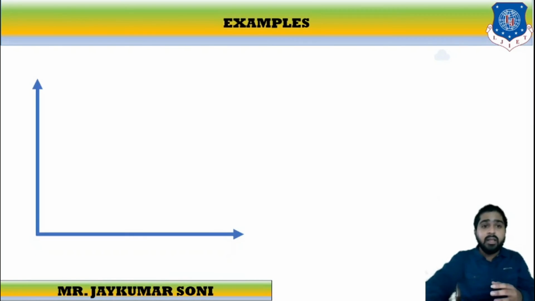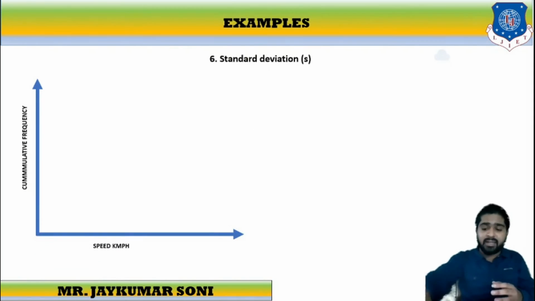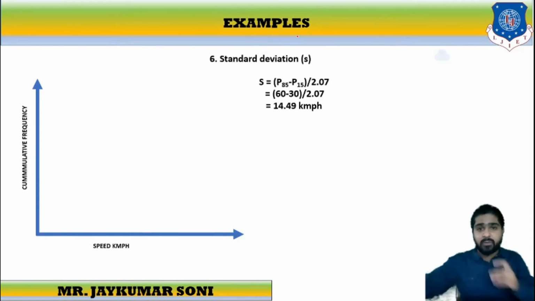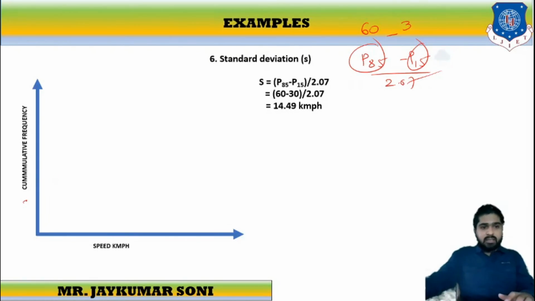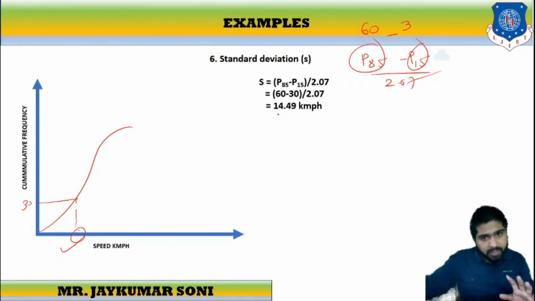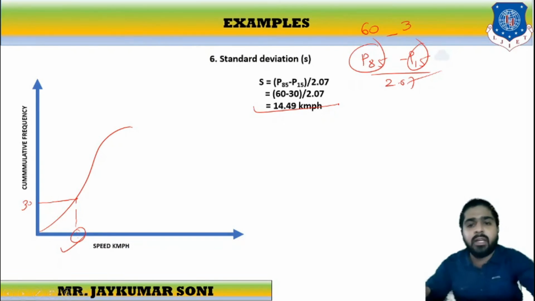Then another thing that we need to calculate is the standard deviation. How can I calculate the standard deviation? The equation for standard deviation is the 85th percentile speed minus the 15th percentile speed, divided by 2.07. We have already got the value as 60. This is 30. How can we get this value? This is somewhere over 30 on the graph. So I will put the point over here and extend this, and I will get this speed as the 30th percentile speed. So this is somewhere around 14.49 kmph.